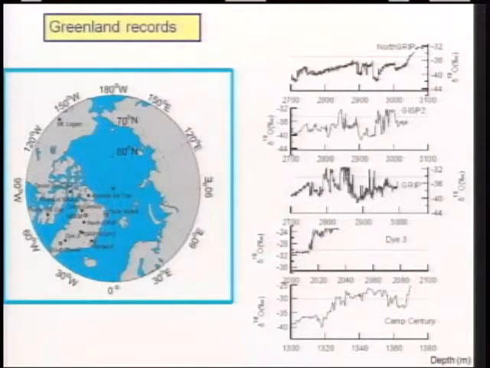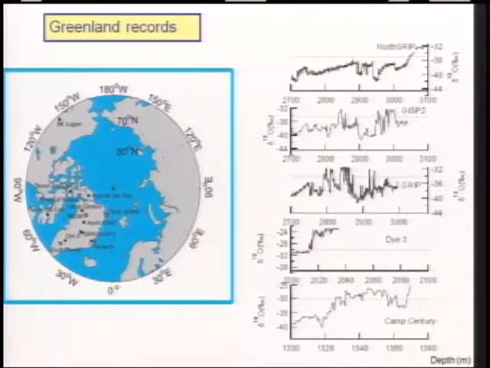So the Greenland records. This is a map that Rob Mulvaney already showed yesterday with the location of the numerous ice cores that we have in Greenland. And here you have all the, well, not all the records, I forgot NEEM for example, the ice delta 18O record on a depth scale.